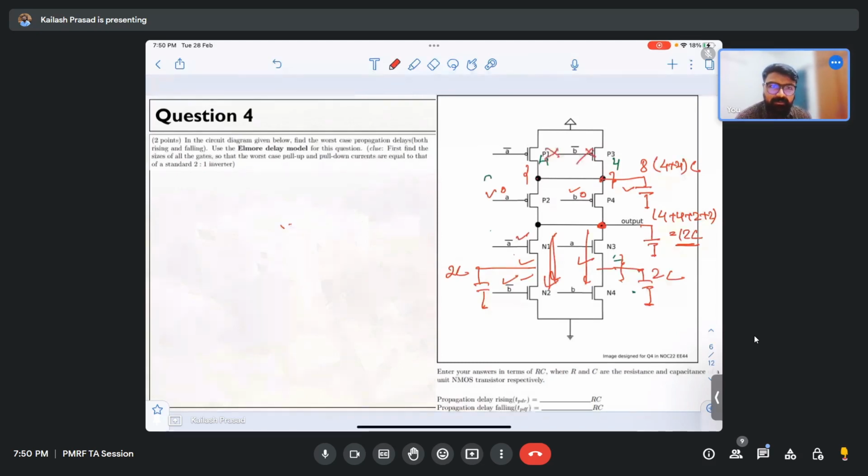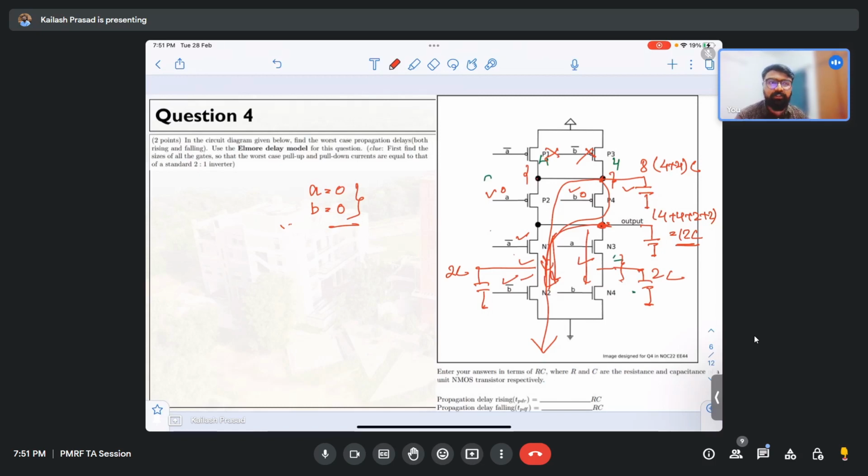If I choose this path, this 12C capacitance will discharge from here. That is one thing. Along with that, this 8C capacitance will also discharge from here, right? So this is actually the worst case. Worst case is not only that this 12C has to be discharging; if there is an internal node that is also coming into the path, that has to discharge too. So for having the worst case, the input A should be 0, the input B should be 0. This is your worst case situation, right?